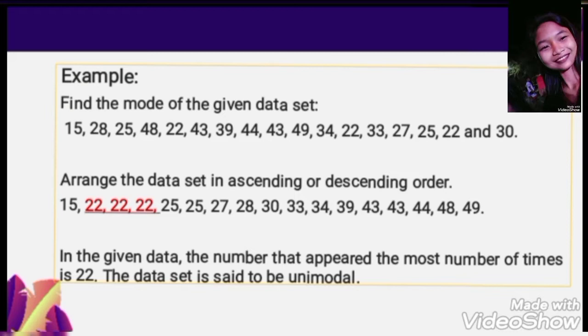In the given data, the number that appeared the most number of times is 22. So, 22 is our mode, and the dataset is said to be unimodal because it's only one.